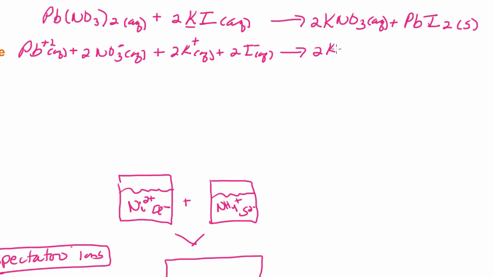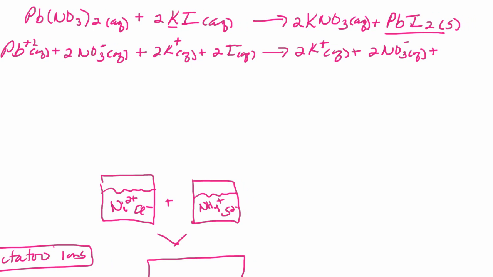Let's go to this side. Potassium nitrate is soluble, so we can write it like this. But this is a solid, so we have to keep it like so. Okay, so that's our ionic equation. So we have our molecular equation, our ionic equation. Now let's write our net ionic.